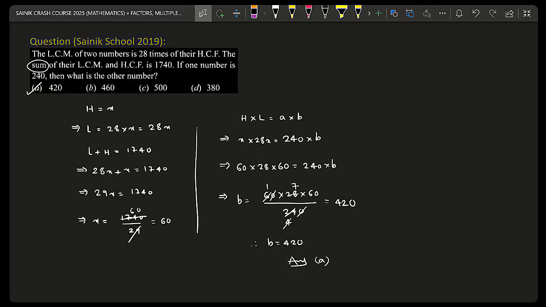Anvita, your doubt? Sir, why did we get 28? Because in the question they gave that the LCM of two numbers is 28 times their HCF. That's why, according to the question, I wrote it. Okay, sir. Okay, Anvita, that is your doubt? Yes, sir. Now, any other students who have a doubt, you can raise a hand.